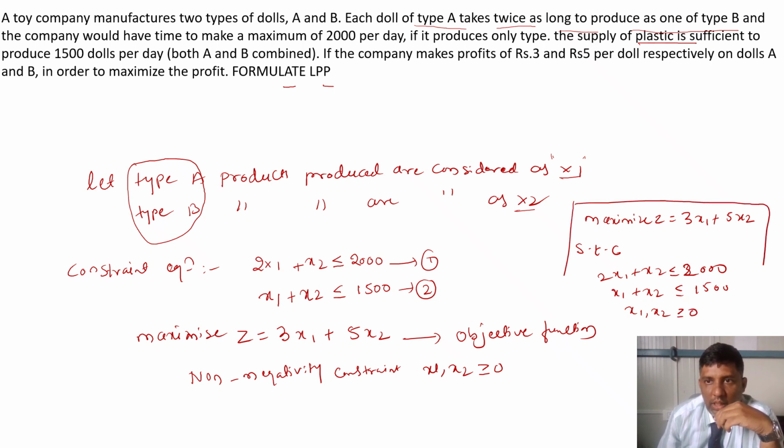So this is our LPP. This is our final output. We have to write this total form in one box. This is the solution. Thank you.